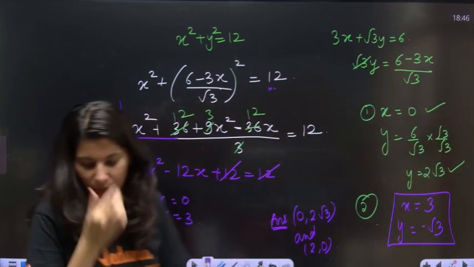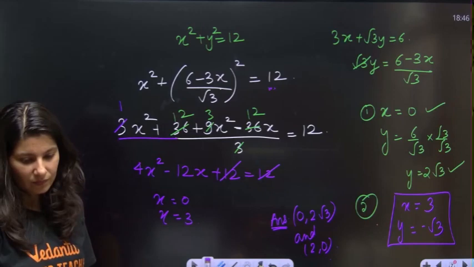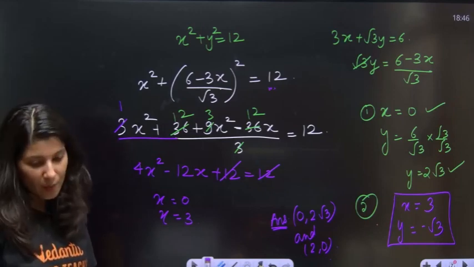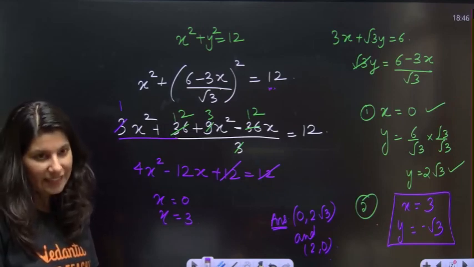Thank you, Ibu. Thank you. Yes. So (3, minus root 3). King of kings. Okay.